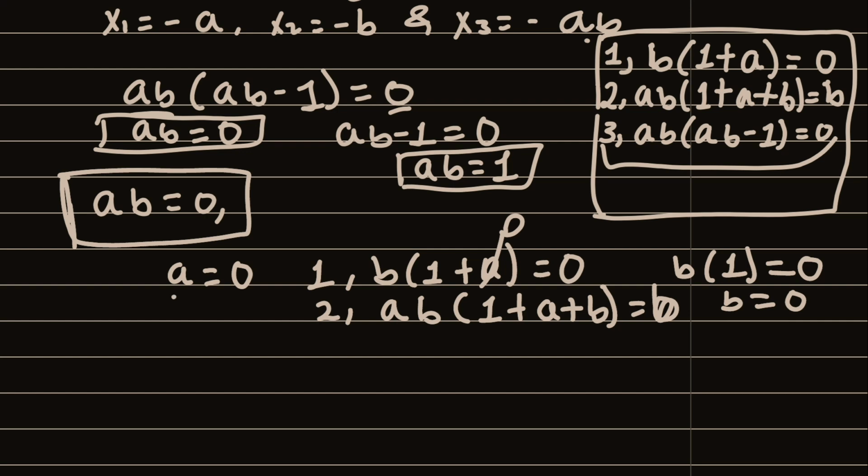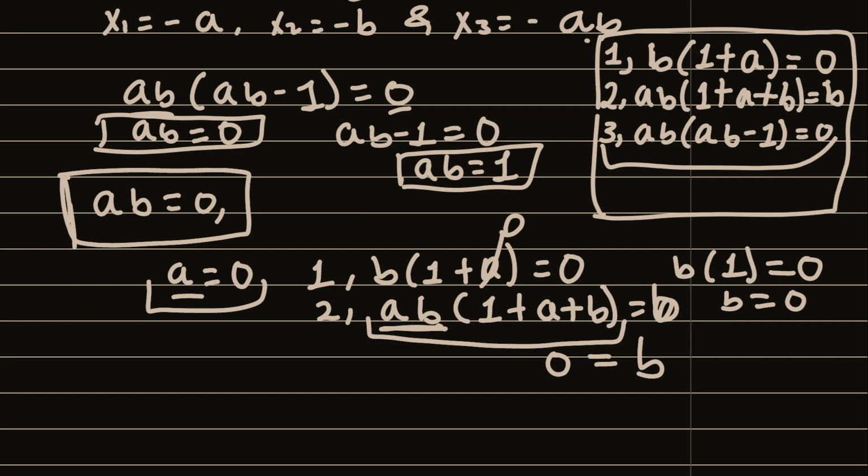When a is 0, b will be 0 for the first formula. What about for the second? For the second formula, ab is 0. ab is 0 means the whole left side will be 0. So 0 equals to b. You see, in this case also b is equals to 0. So when a is 0, b is 0.